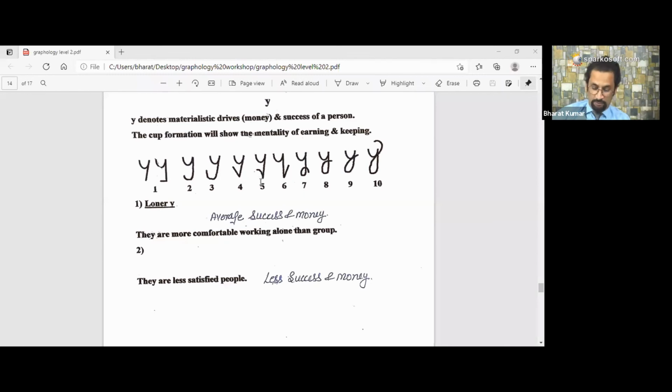Fifth one, I explained this kind of curve in the A. This is about those people who used to tell lie.